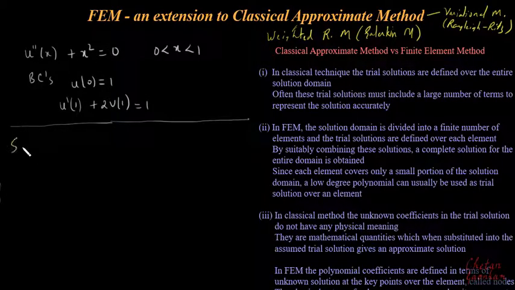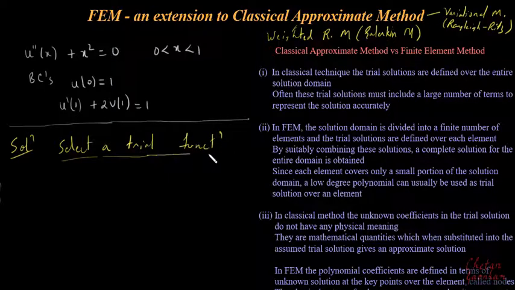Now, one of the key steps in any approximate method or in the finite element method is to choose an approximate solution right in the beginning. So our step one would always be to select a trial function, and right in this step the difference between the classical approximate method and FEM starts.